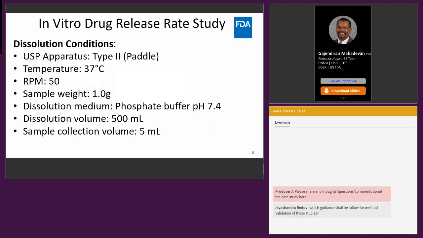The following are the dissolution method conditions. USP apparatus type 2 was used for the study. The study was conducted at 37 degrees Celsius with 50 RPM. 1 gram of sample was used for the dissolution study. Phosphate buffer with pH 7.4 was used for this dissolution study. 500 ml of dissolution media used and 5 ml of sample was collected for sample analysis.